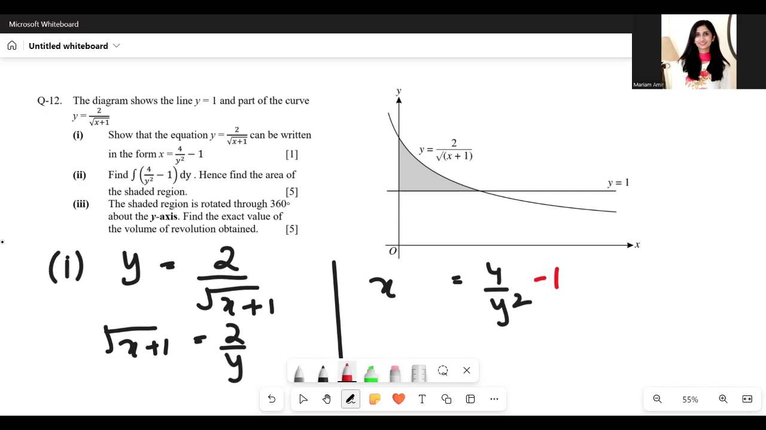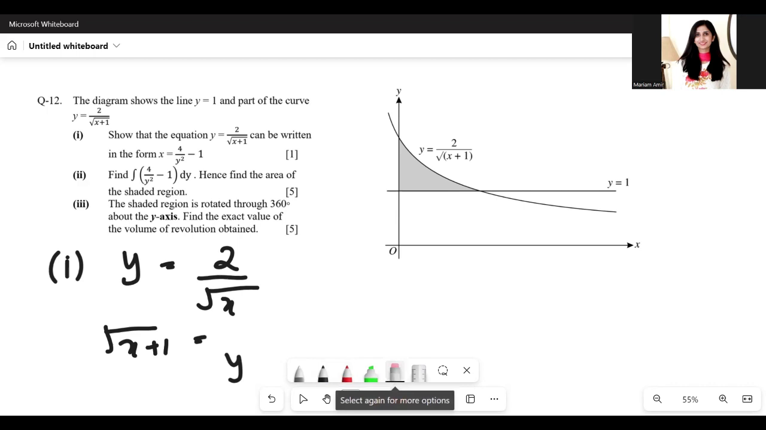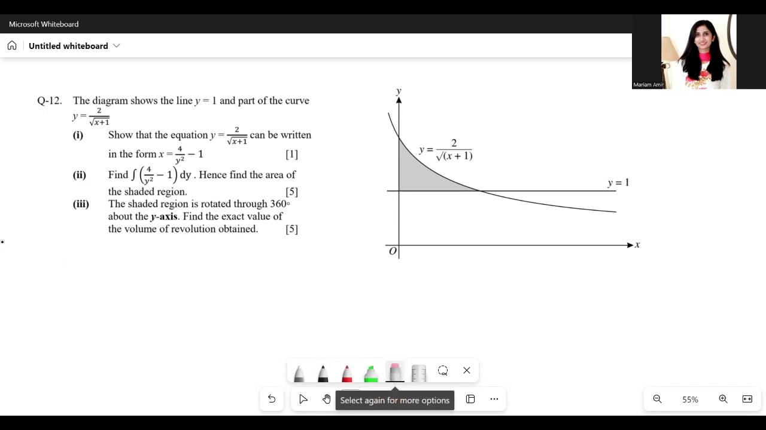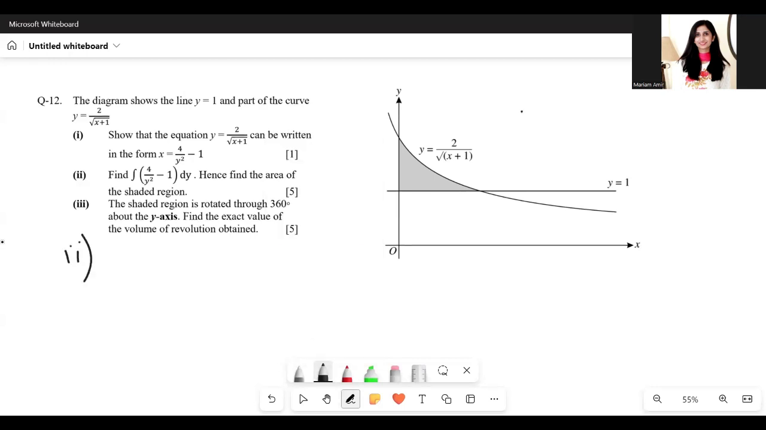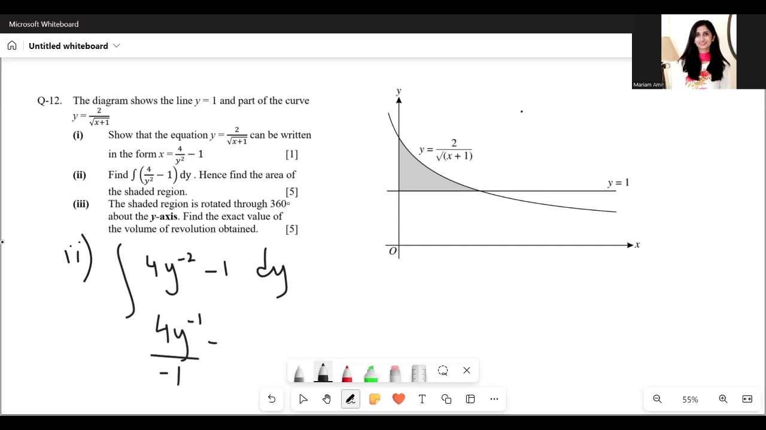Now find the integration of this, hence find the area of the shaded region. First we integrate with respect to y. So part 2 is integrate, move y up. So 4y power minus 2 minus 1 dy. That is going to be 4y, power gets increased by 1, so negative 1 upon negative 1, minus y plus c. So this gives us negative 4 upon y minus y plus c as the result of the integration.